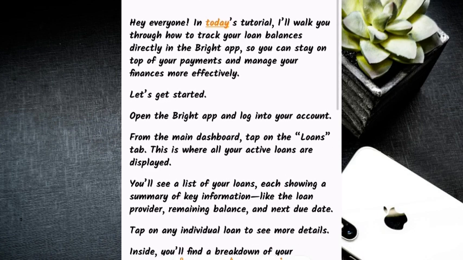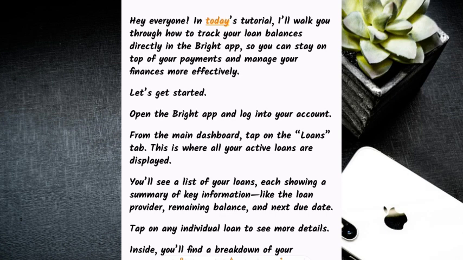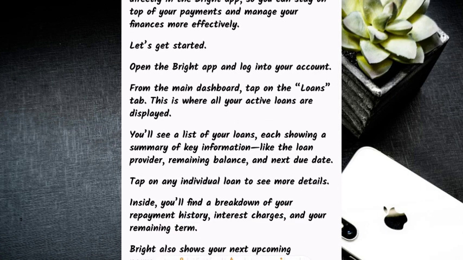So let's get started. First, open the Bright app and log into your account using your credentials. From the main dashboard, tap on the Loans tab. This is where all of your active loans are displayed.